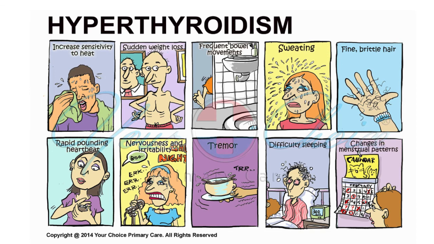This is just a little cartoon showing the effects of hyperthyroidism, and it tends to be accelerated metabolism, sweating, hair loss, fine brittle hair, racing heart, because again, it's absolutely wildly accelerating our metabolic state and some of our stress type states.